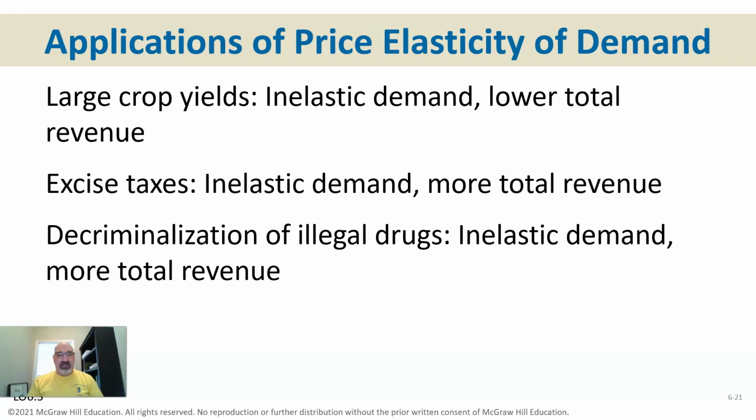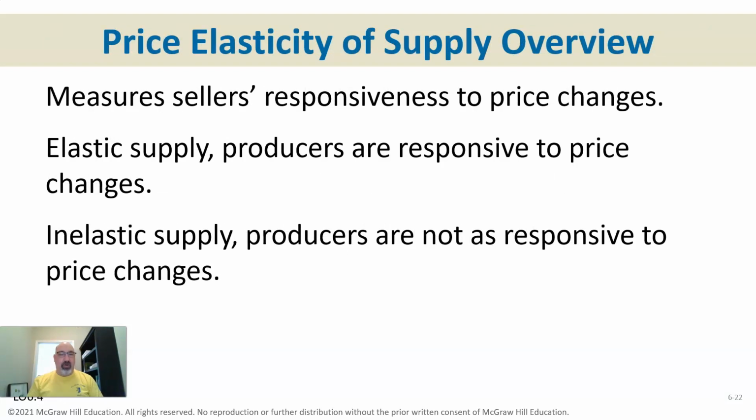And excise taxes, a lot of times you get the sin taxes, the taxes on alcohol, the taxes on cigarettes, and those kinds of things, lottery tax, etc. Those have inelastic demand, so you get more total revenue. And the decriminalization of illegal drugs, it's an inelastic demand, so you get more total revenue off of that. You can look to Colorado, Washington, Illinois now, a number of states that have decriminalized it. Some are having problems, some are doing better.